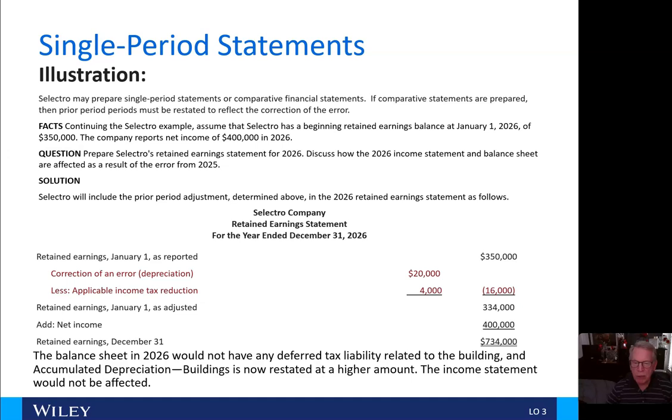The balance sheet in 2026 would not have any deferred tax liability related to the building, and accumulated depreciation, buildings, is now restated at a higher amount. The income statement would not be affected.